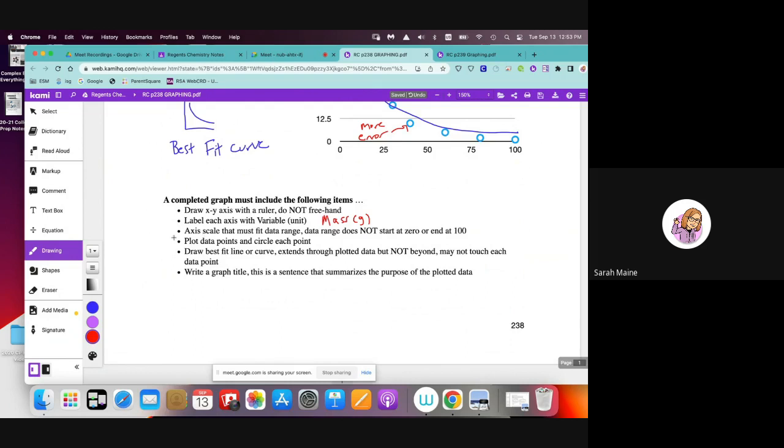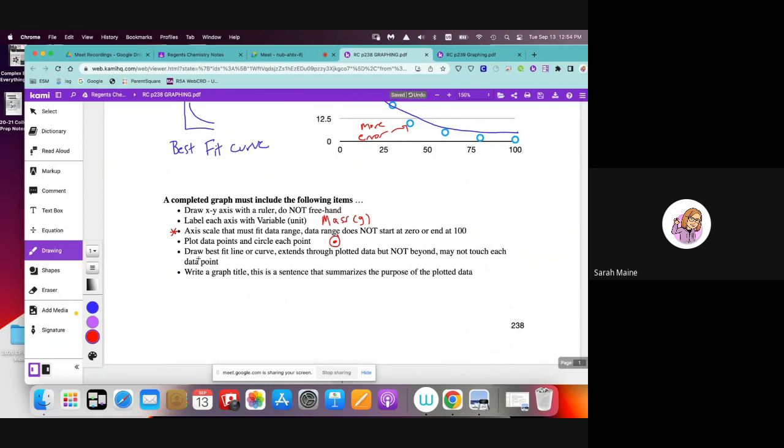One of the things we're going to have to work on is the axis scaling. These numbers that we see on the axis, they must fit the data range. So the data range may not start at 0 or end at 100. We want the scaling to start just before and end just after the data range. When it's time to plot the data points, make your data point and then circle it.